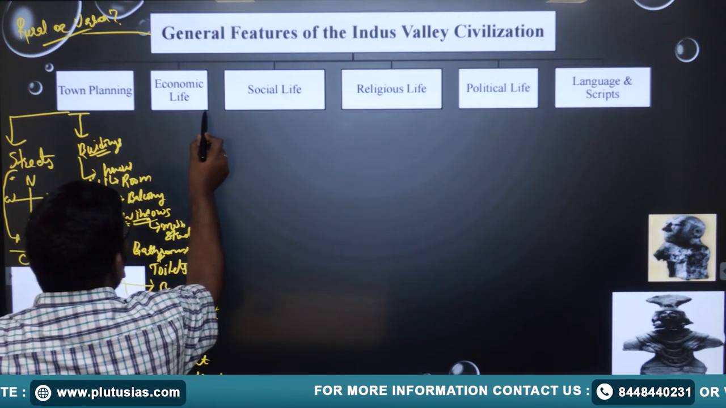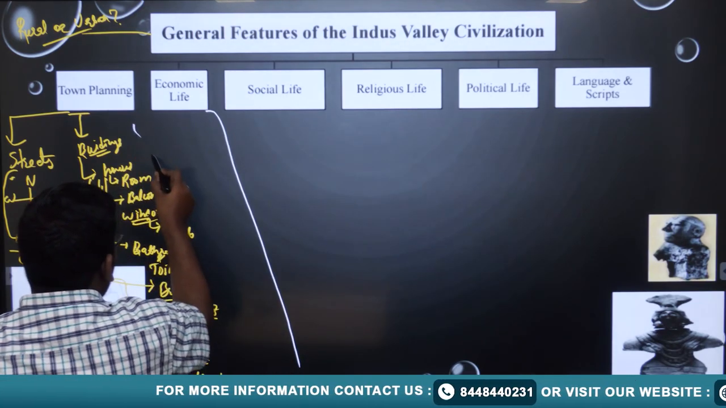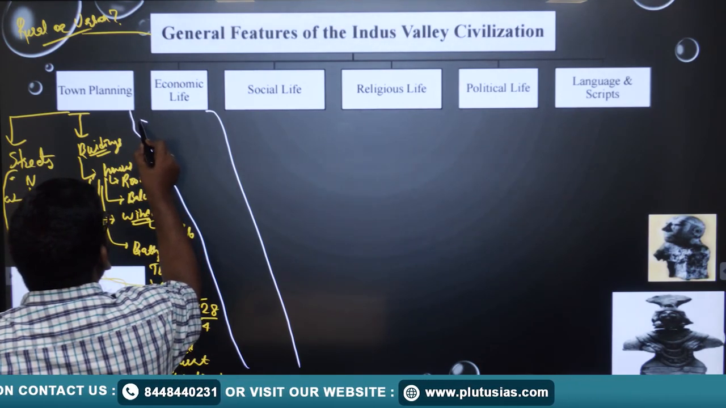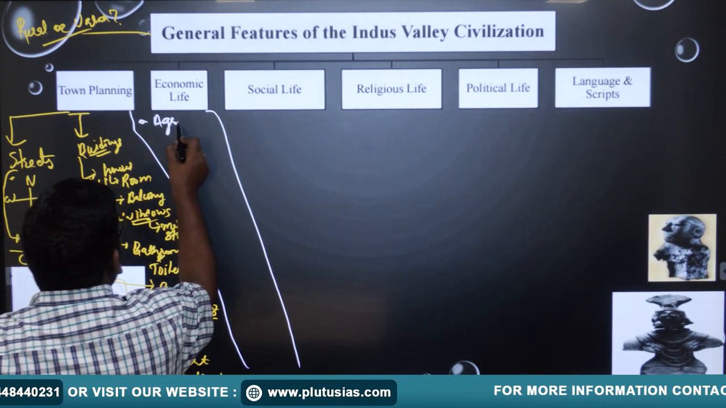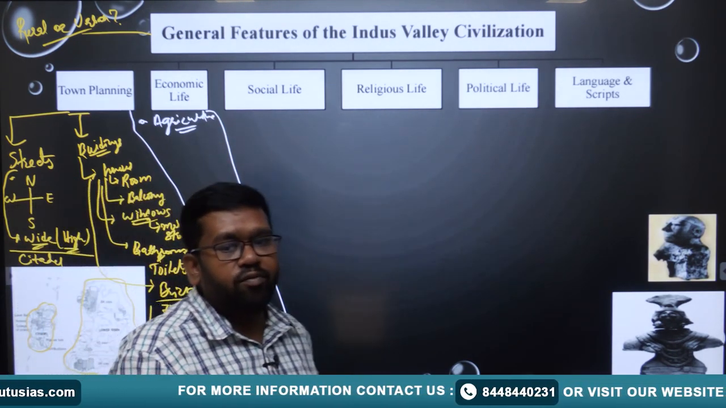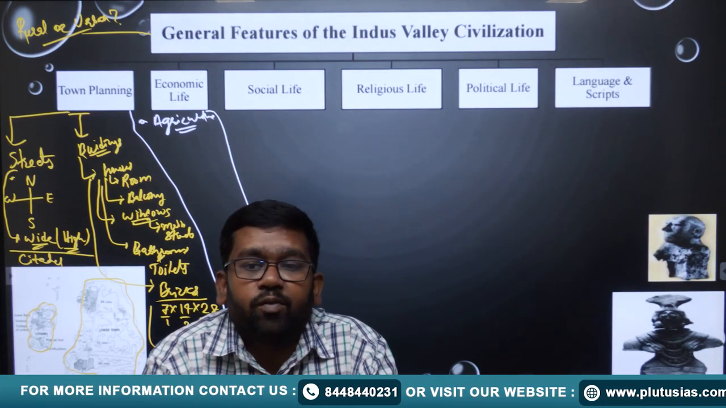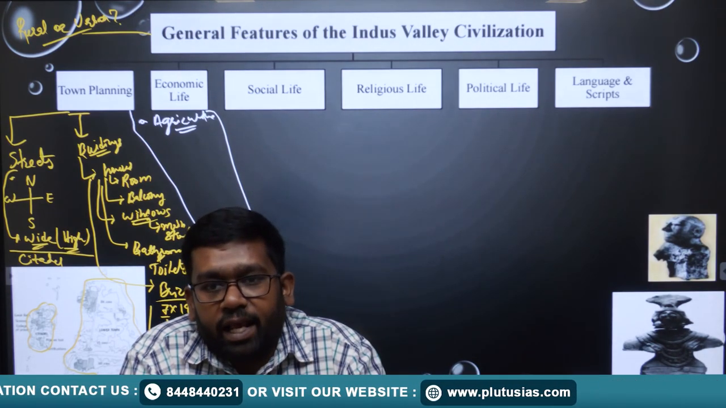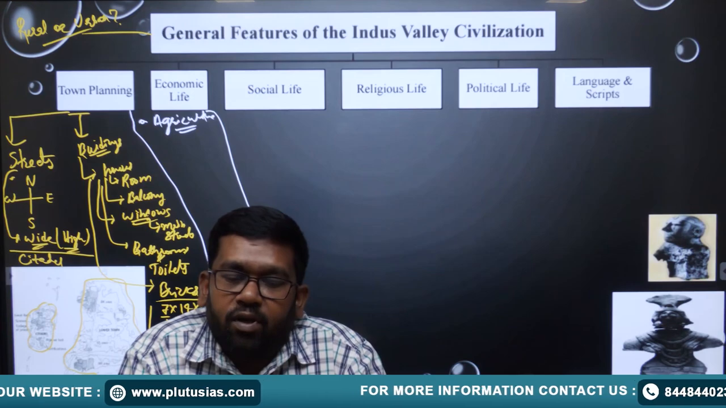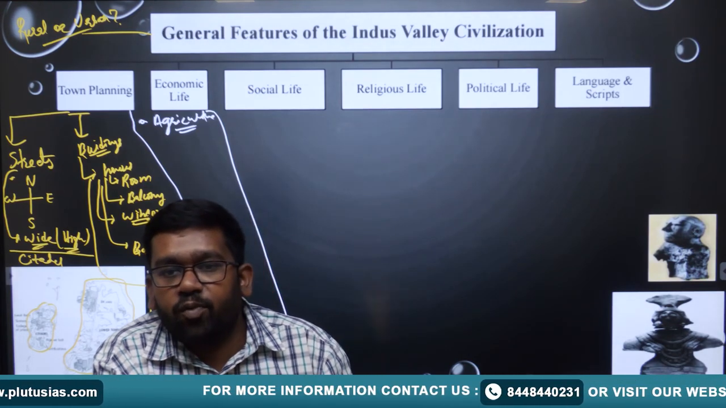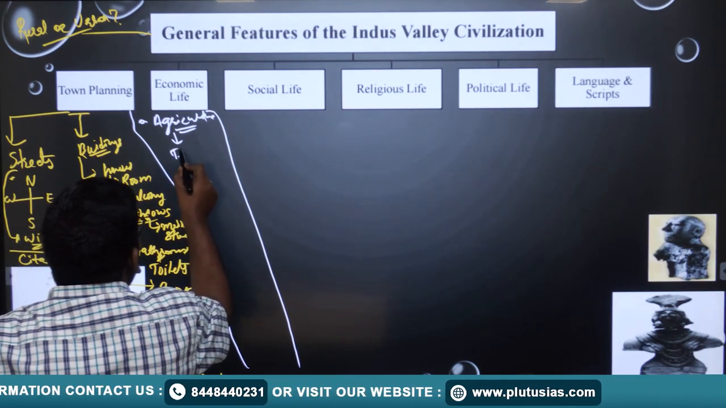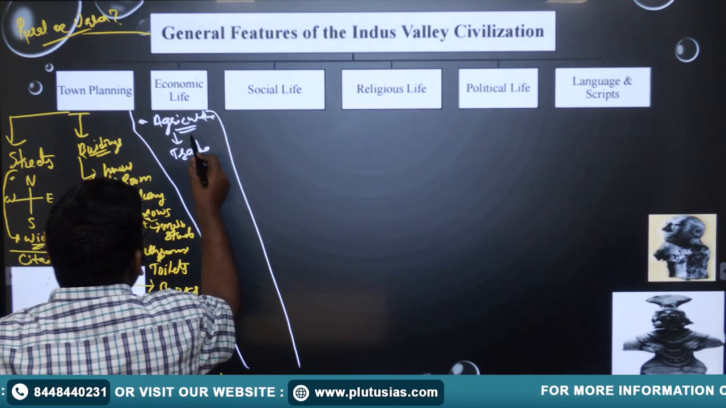Why is economic life interesting? It is very interesting because they were based on agriculture. So their agriculture was most important. There are very few evidences of rice, but the most important crops were barley, grapes and wheat. These were cultivated by these people. Through agriculture they had a surplus of production, so they were doing trade.